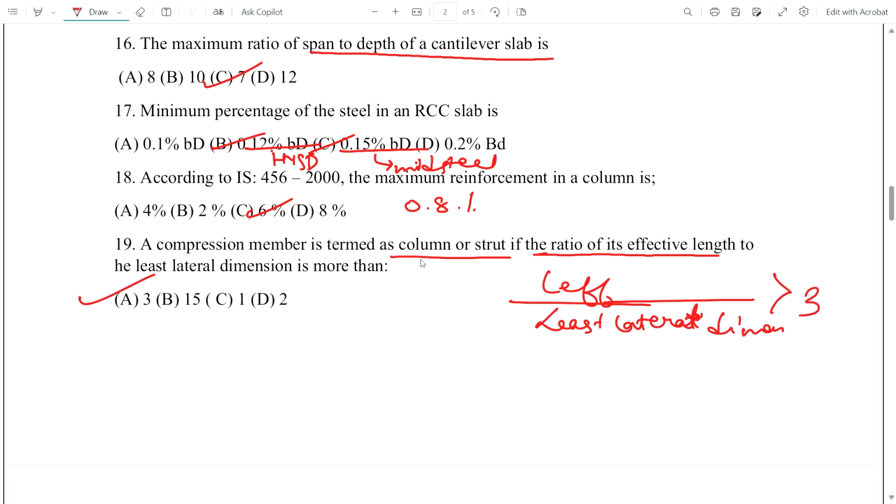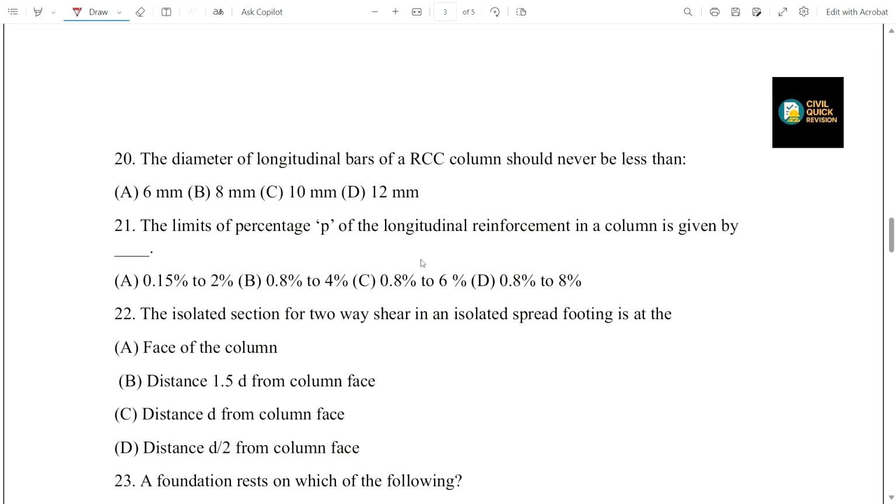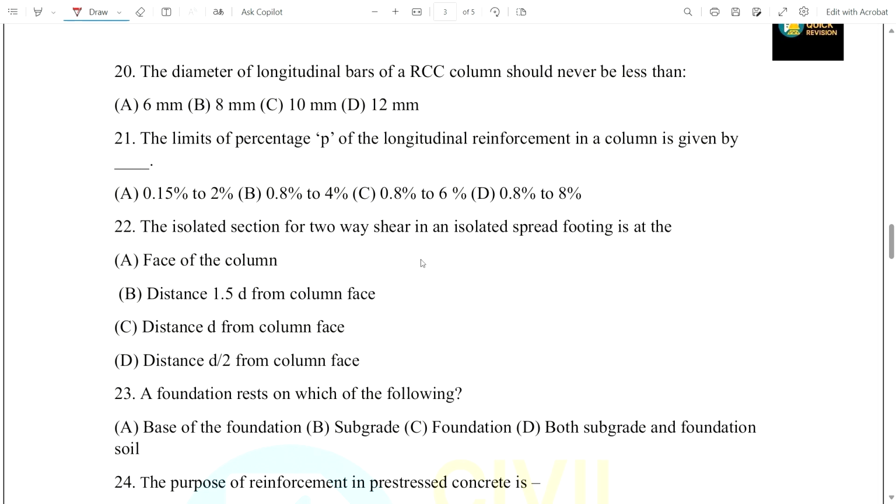Okay, now coming to question number 20. The diameter of the longitudinal bar of RCC columns should never be less than how much? This is 12 mm. Okay, for an RCC column 12 mm is the minimum size of the bar. It should not be less than this.